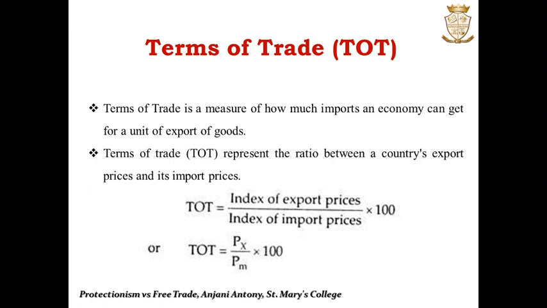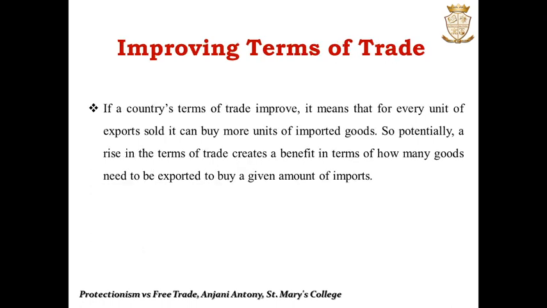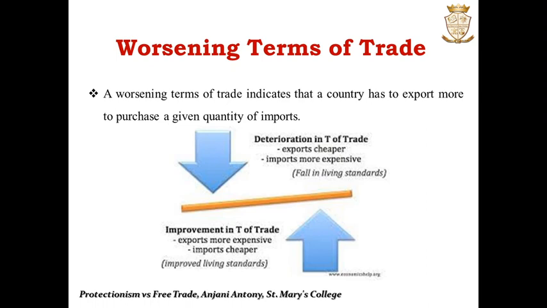And coming to next, improving terms of trade. It simply means that the nation or the economy is having more exports compared to its imports. And in the next case, that is worsening terms of trade, it means that the nation is having more imports compared to its exports.